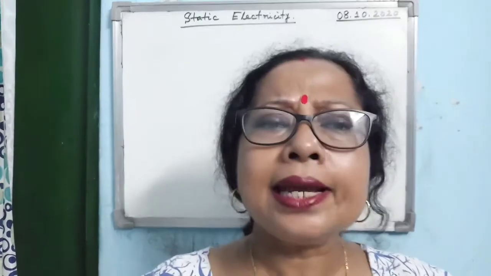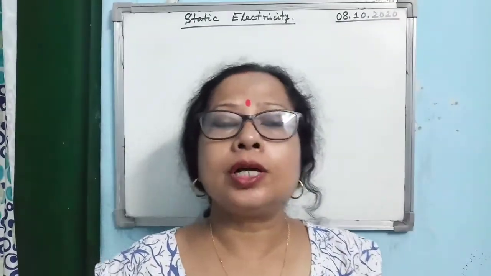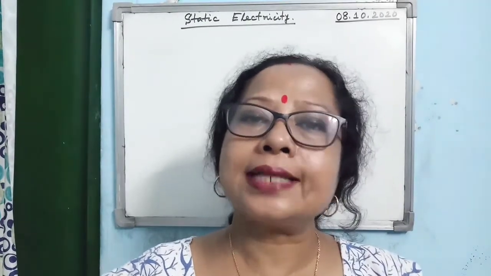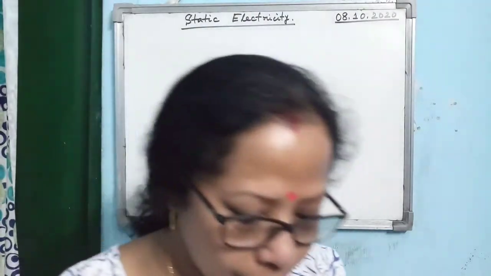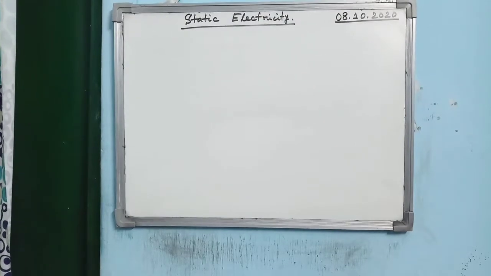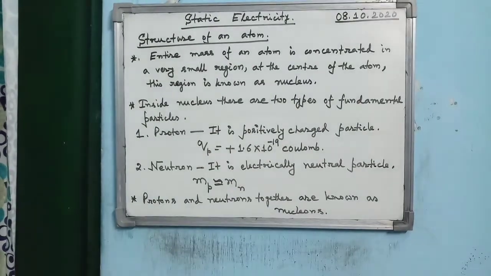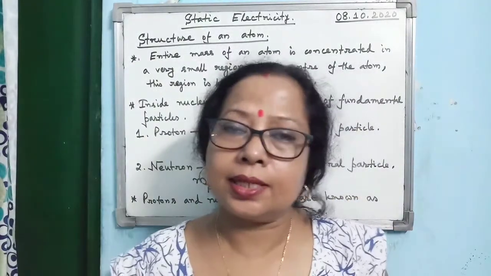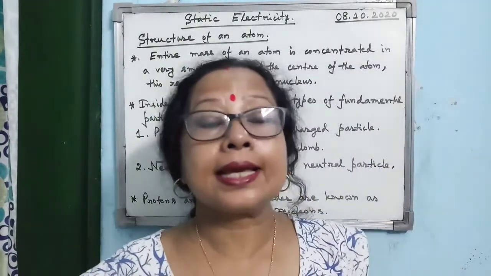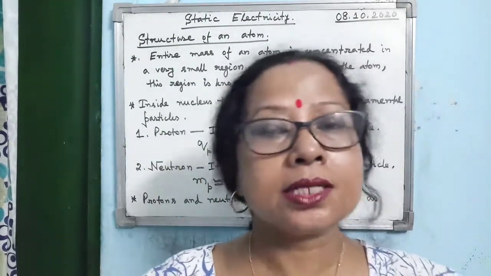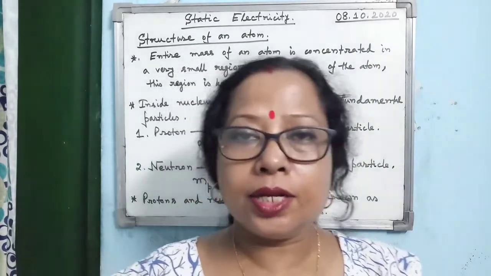Now, how is static electricity produced? What is the origin of static electricity? If you want to know that, then you have to know the structure of an atom. Now, what is the structure of an atom? The entire mass of an atom is concentrated in a very small region at the center of the atom. This small region where the entire mass of the atom is concentrated is known as the nucleus.